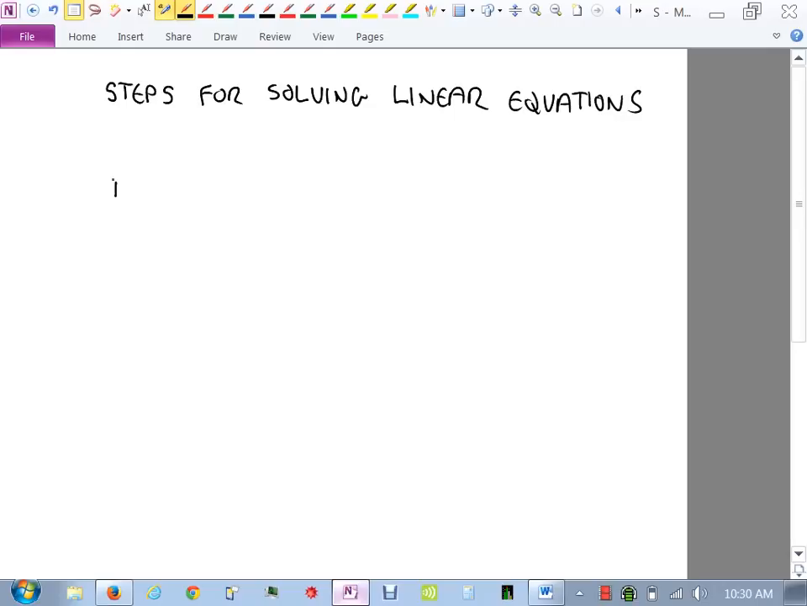First step, and these are on page 106, just so you know. I think it's 106. 106, yeah. I'll put it on the side here. Page 106 on the bottom. First thing, eliminate grouping symbols.